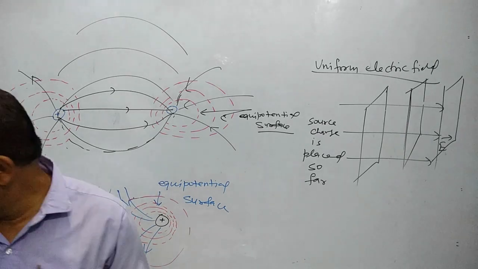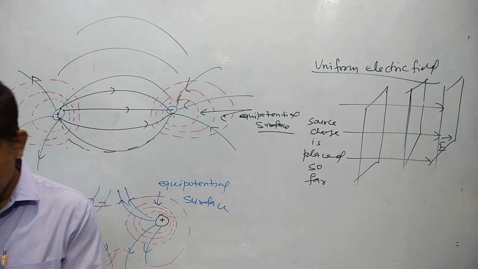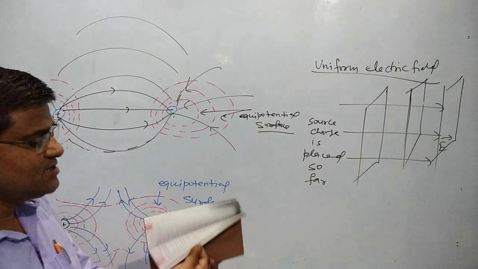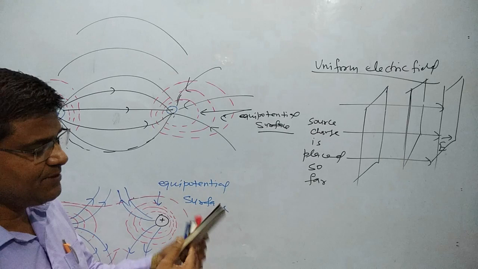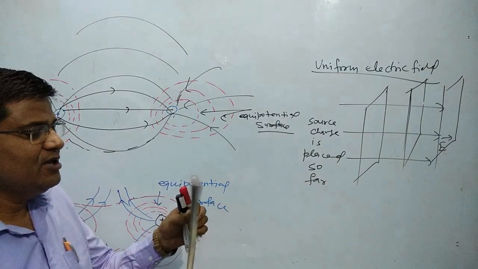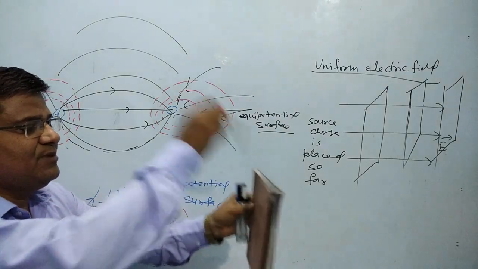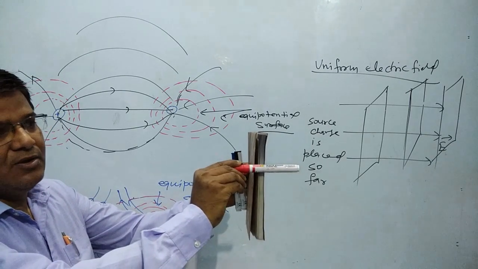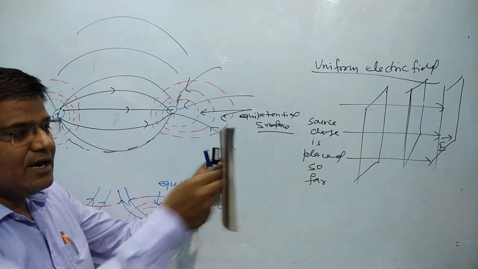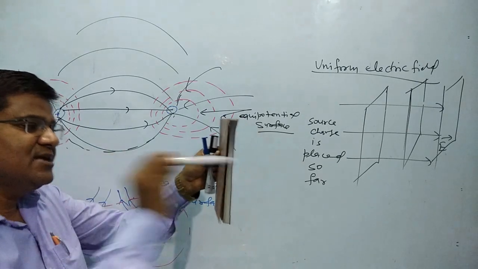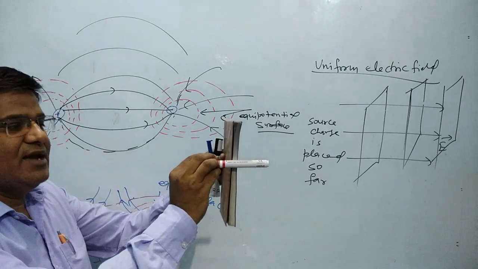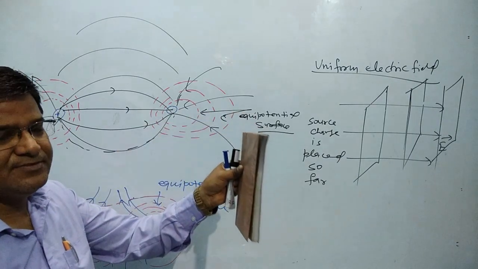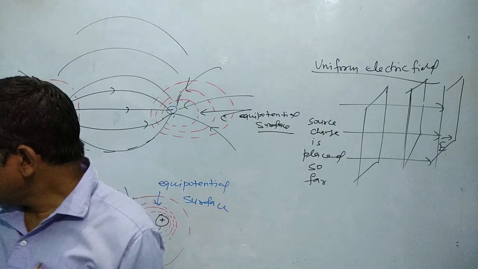The equipotential surfaces are like the pages of a book. Each page of the book is an equipotential surface, and the electric field lines are perpendicular to the book. Okay, this is the book and each page is an equipotential surface, and this is the electric field line perpendicular to the surface, and this is the equipotential surface.